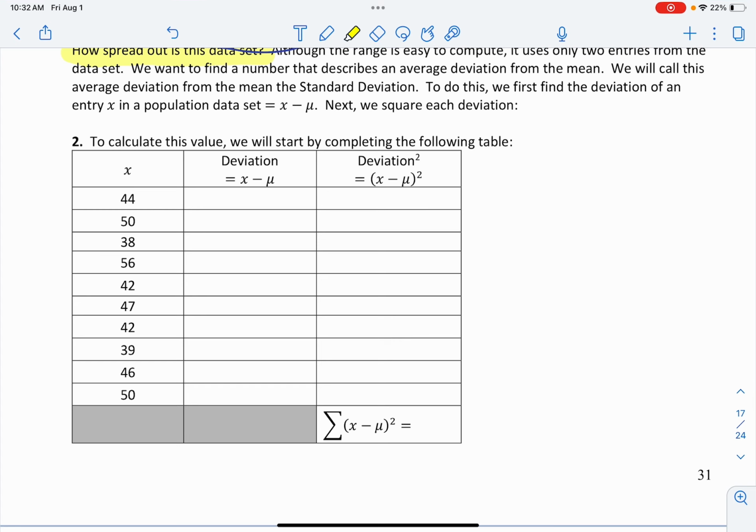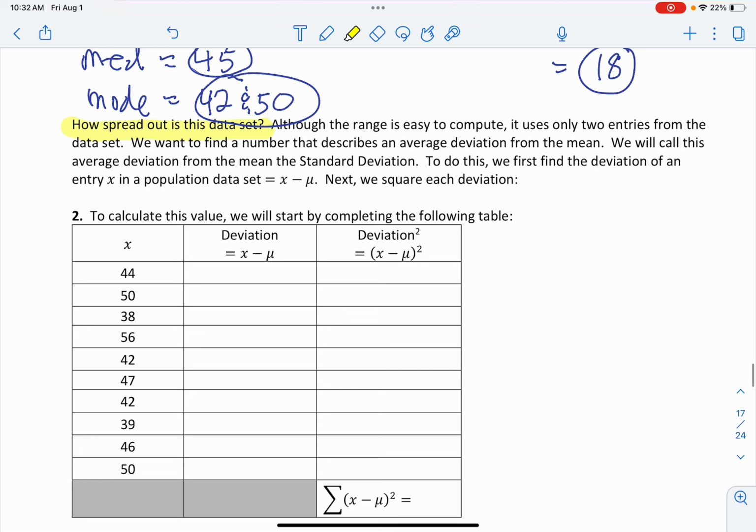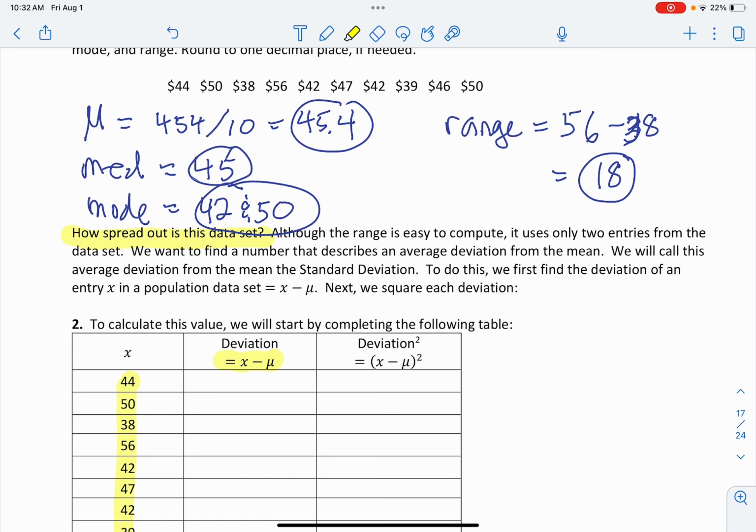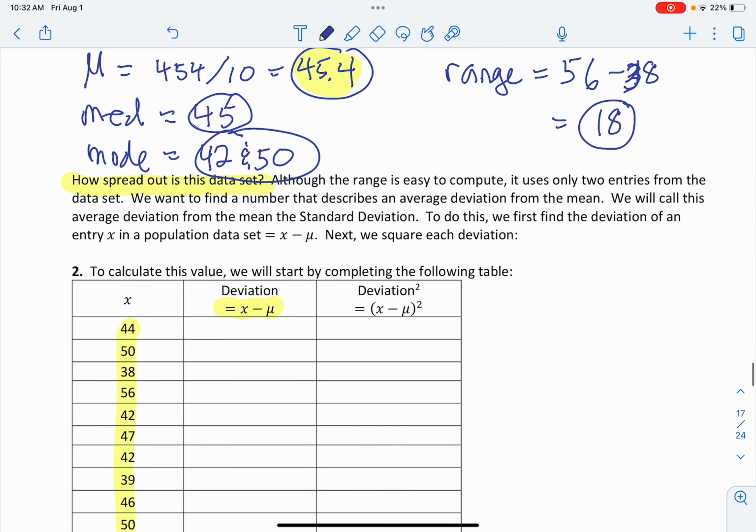Okay, so here's the process. You put all your data values here. It doesn't really matter the order, right? We're just putting them there. And then the first step is to subtract the mean from each of those, right? So for each one, we're subtracting the 45.4, right? That's the ticket. All right, so if I do that, the first one, I'll show my work.